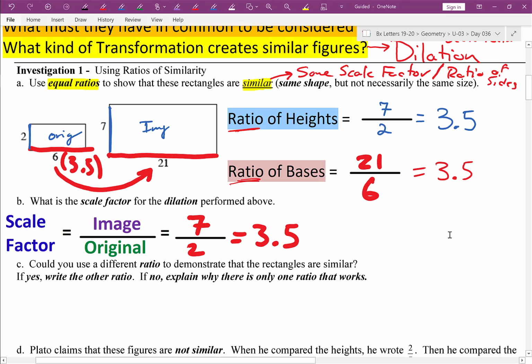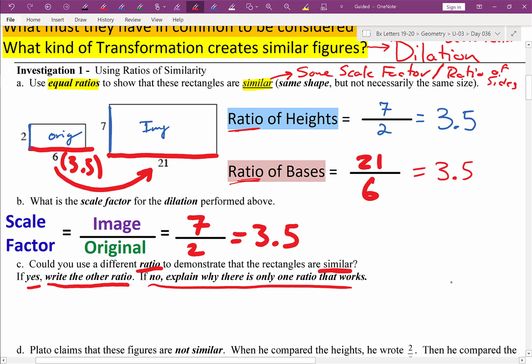Now here is a tricky one. We kind of talked about this the other day. Could you use a different ratio to demonstrate that these rectangles are similar? In other words, is there another scale factor, or is 3.5 the only one that works? Pause the video, write what you think, and then come back. If you thought yes, then what was that ratio? If you said no, what was your reasoning?